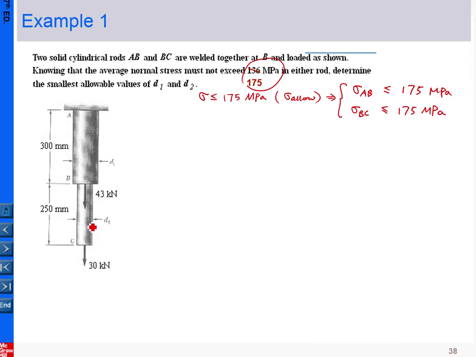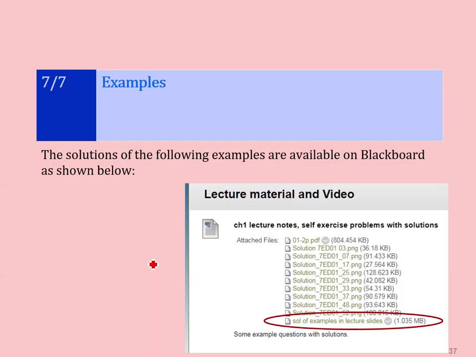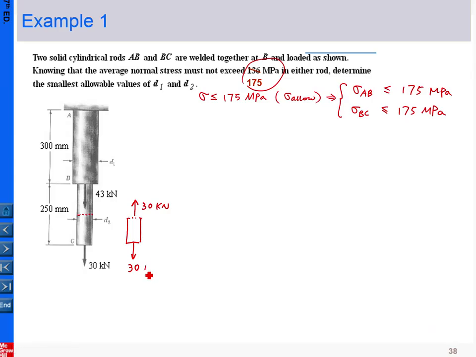We can try to solve BC first. Let me pick a section here and draw the free body diagram. This is the section I picked, and this is the free body diagram. This is the given loading, 30 kilonewtons. By reactions and force equilibrium, this is the reaction force, and that's the 30 kilonewtons. This force is normal to the cross section we picked, so this is the normal stress. From here we can determine the normal stress.